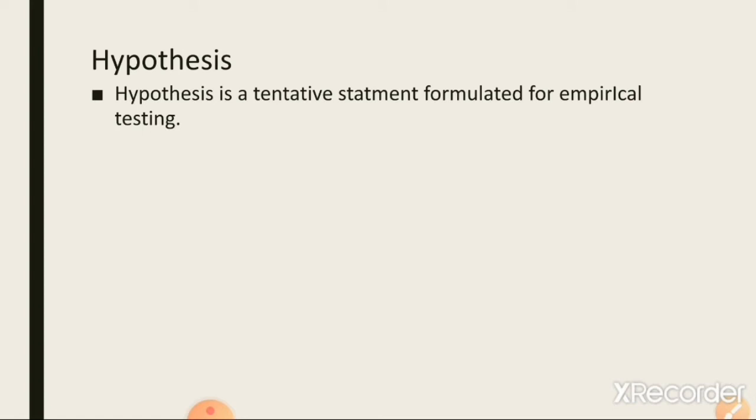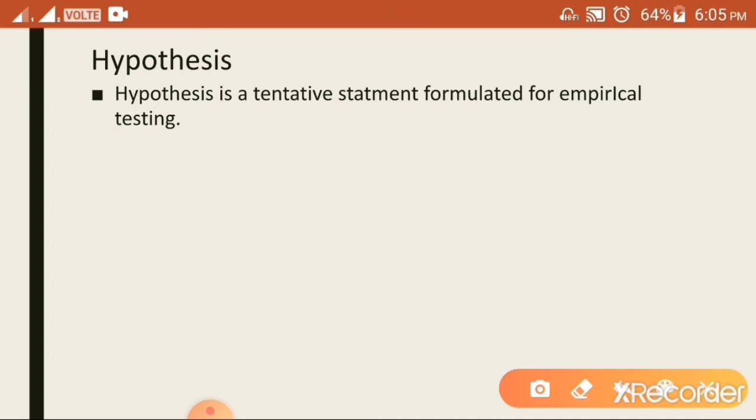A hypothesis is a tentative statement formulated for empirical testing. That means simply we can say a hypothesis is a prediction or guess about our research conclusion. It is a specific testable prediction. Empirical testing means it is a specific testable prediction. The prediction may be true or false. It may be tested through Z test, T test, etc.